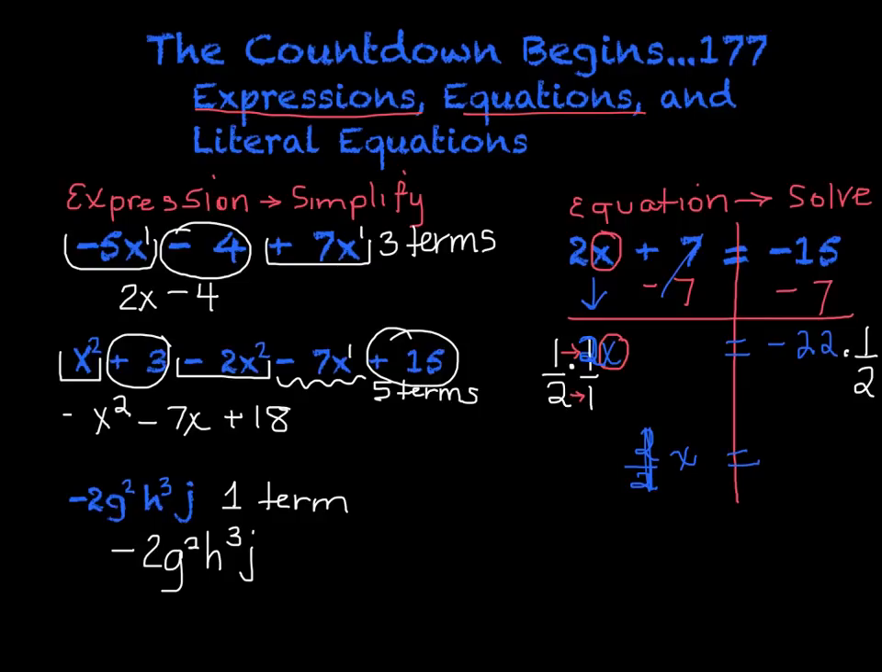Over here, I'm going to do the same thing. Negative 22 times 1 is going to give me negative 22, and 1 times 2 is going to give me 2. So 2 over 2 becomes 1x, and negative 22 over 2 becomes negative 11, and this would be my answer. We're going to talk in class about a couple of different ways to check your answers quickly.